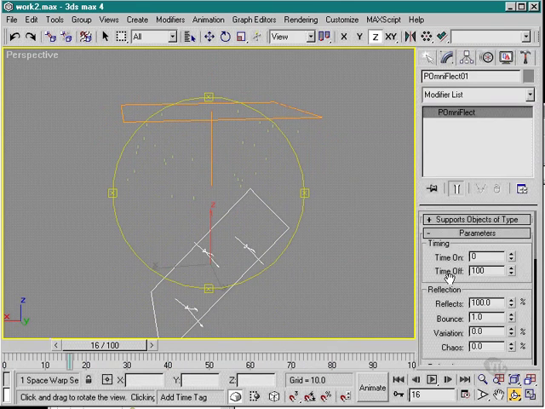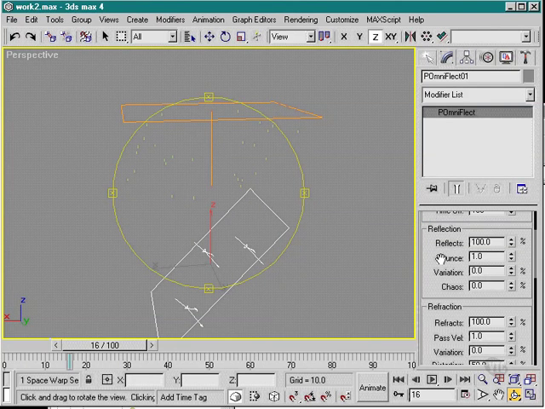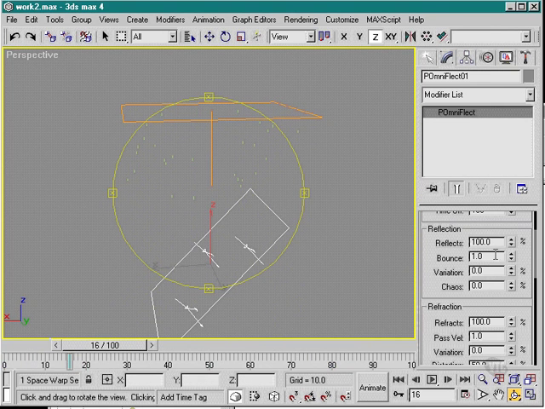So if we look at the modifiers for this, we've got what we'd expect to see. We've got the timing modifiers, we've got the reflection stuff, how many particles are being reflected. So I can change that number. So only 25% of the particles are being reflected and 25% are passing through. Let's put that back to 100.